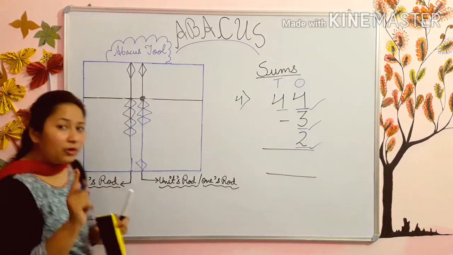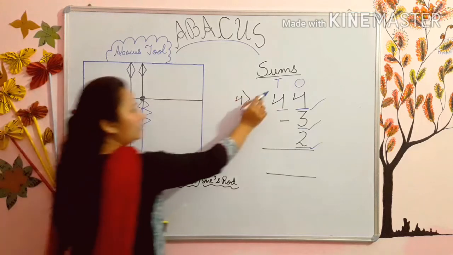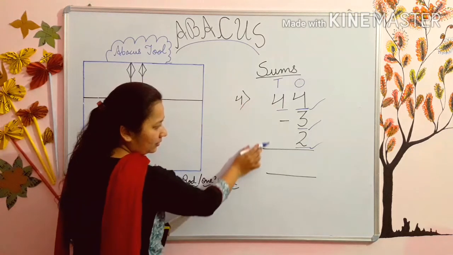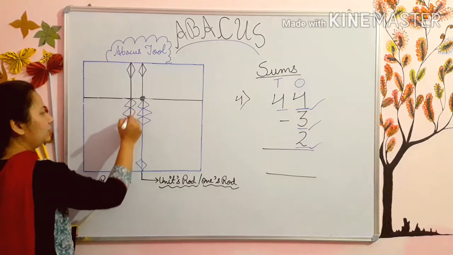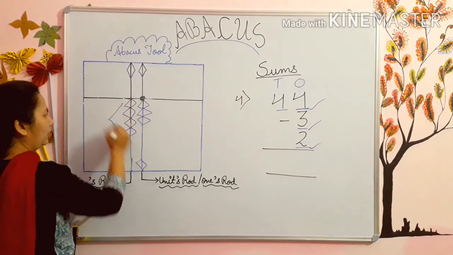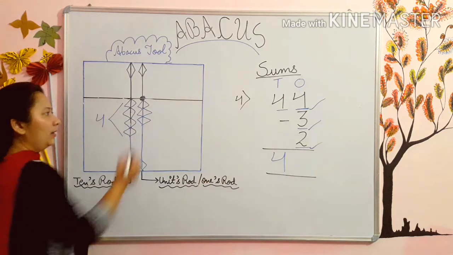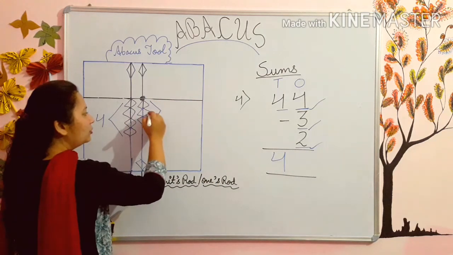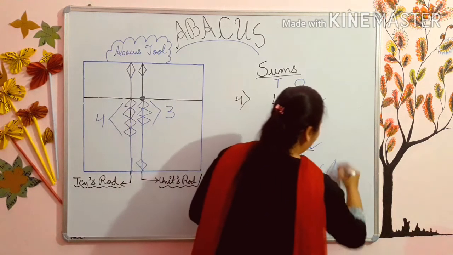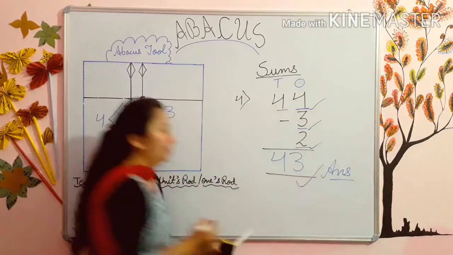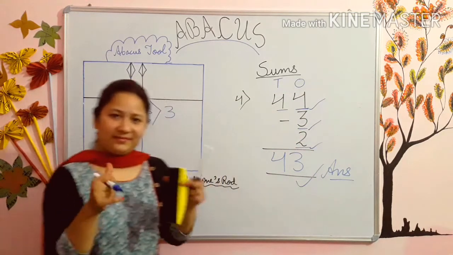Now answer. So first which rod you have to count? The tens rod, because see T is there, tens rod. Here first of all, 1, 2, 3, 4. This is 4. So write 4 here. Now count the next, 1, 2, 3. So 3 here and this is your answer. Your answer is 43. Fine.